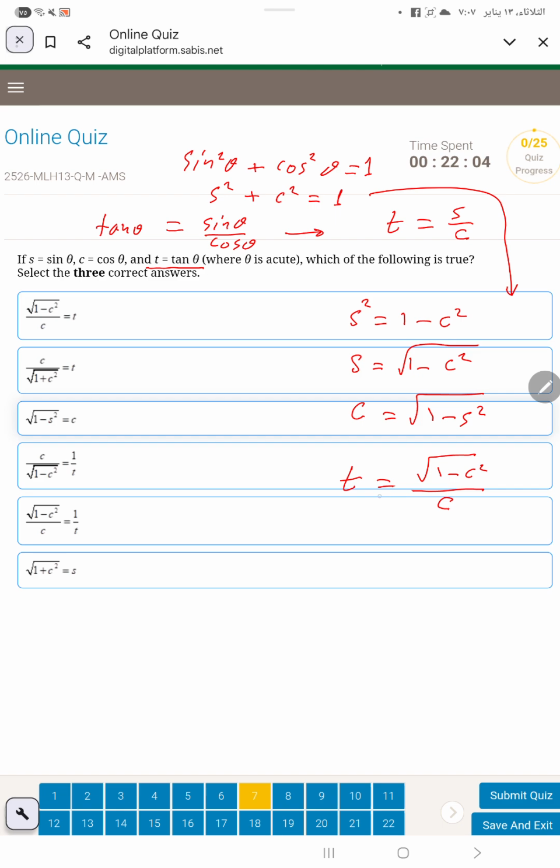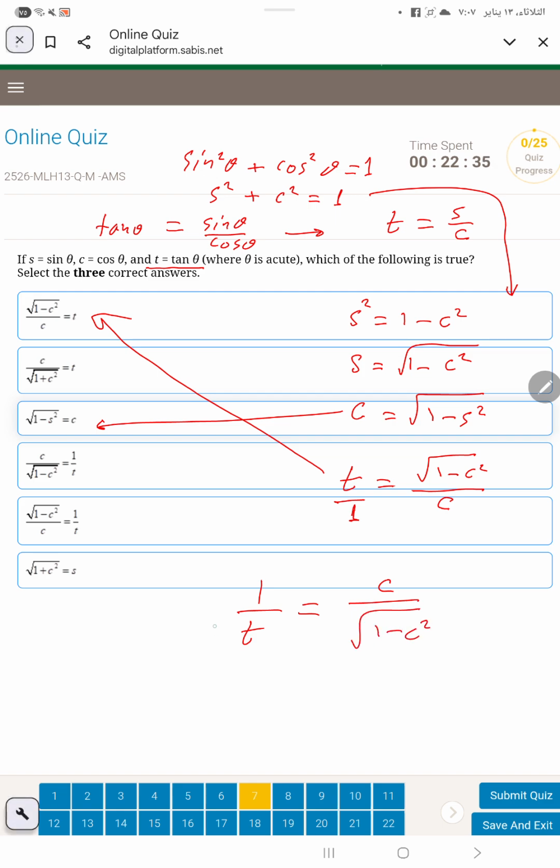Now it's very clear that this matches the first option. And also this matches the third option. And here you have no denominator. Denominator must be 1. So if you flip both sides, the left and the right, on the left you get 1 over t. On the right you get c over the square root of 1 minus c squared. And this matches option number 4.